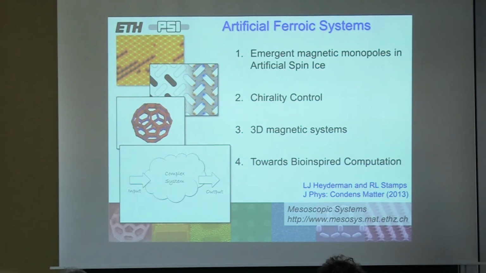But there's still plenty more to do in terms of learning how to compute with these systems, in particular how to access all these different states with these multiple energy levels. But nevertheless, I'm very much looking forward in the future to seeing how artificial spin ice systems can be implemented either in spintronics and neuromorphic computing. Thank you very much.